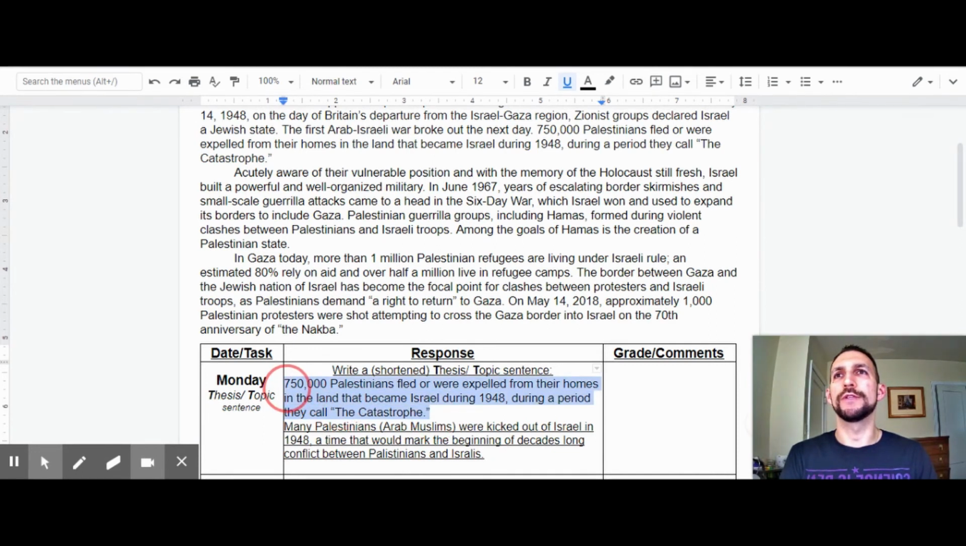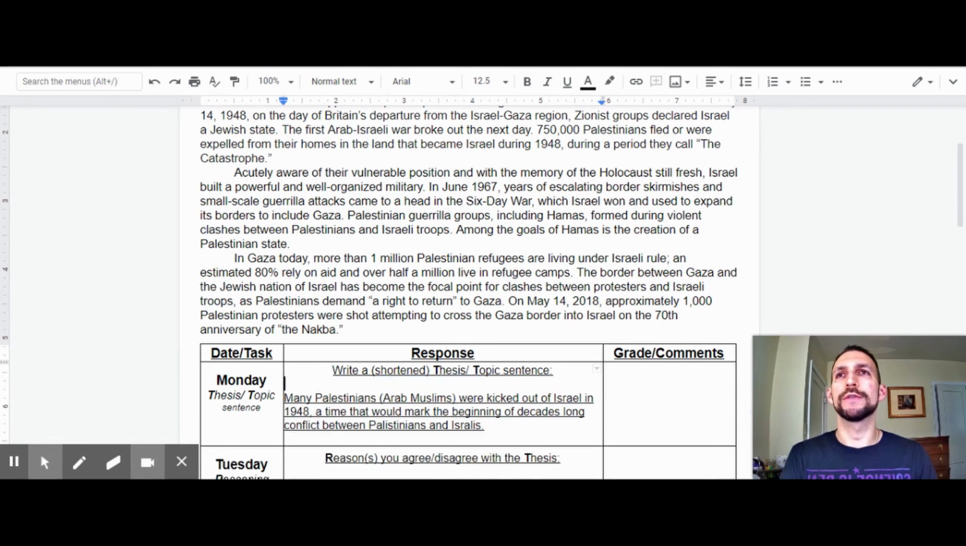So we're going to ensure that this matches up. This is the author's version: Palestinians fled or were expelled during 1948 during the catastrophe. Here's ours: Many Palestinians, Arab Muslims, were kicked out of Israel in 1948 and marked the beginning of a decades-long conflict between Palestinians and Israelis. So those seem synonymous, and obviously I'm using my own words rather than the author's. So this will be my submission, Mr. B.